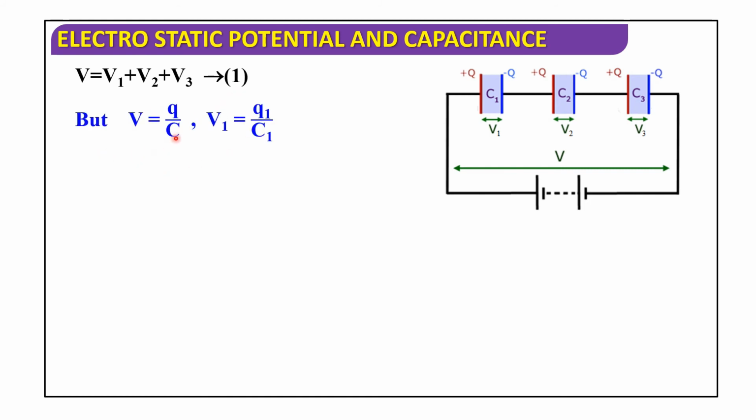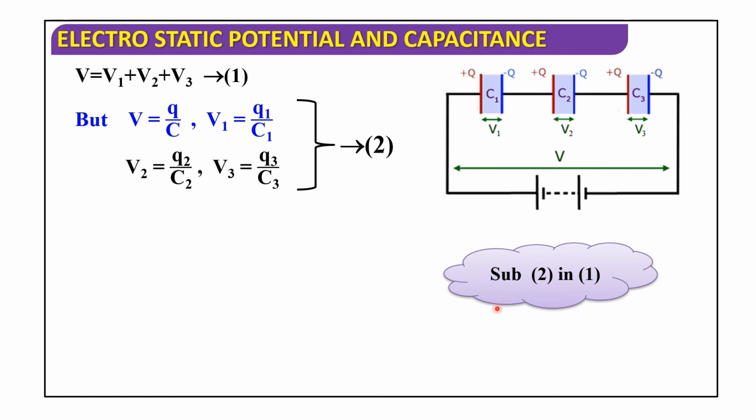But V is equal to Q by C, V1 is equal to Q by C1, V2 is equal to Q by C2 and V3 is equal to Q3 by C3. So V1 is equal to Q1 by C1, V2 is equal to Q2 by C2, V3 is equal to Q3 by C3. This is equation number 2.